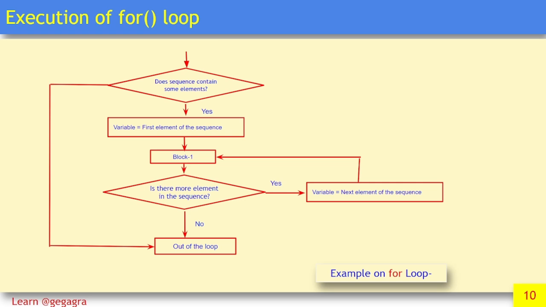And suppose when you enter this flowchart, in the first step, does the sequence contain some elements? If it returns no, only then it will come out of the loop. Okay, so this is how, when block 2 is available, the shape of the flowchart is different, and when block 2 is not available, the shape of the flowchart will also be different. Now I am taking you to Colab to show you the example.